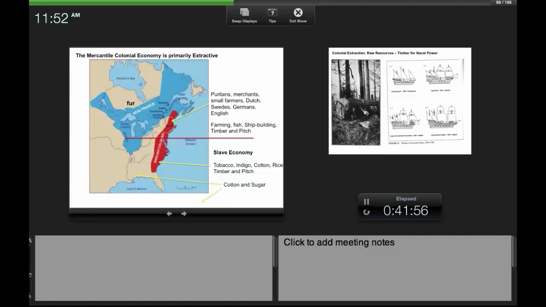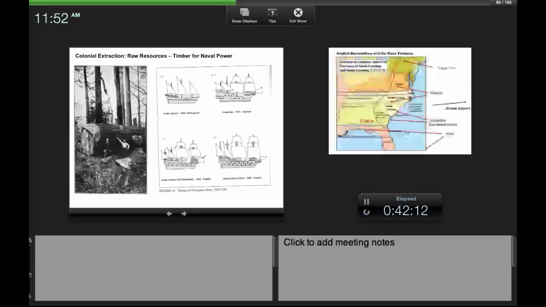So the colonial economy is about extracting goods from the periphery and sending them back to Amsterdam or London or Lisbon or Sevilla or Madrid, and then having them processed into finished goods and sold back to your colonists. The most important, although underlooked, is timber.